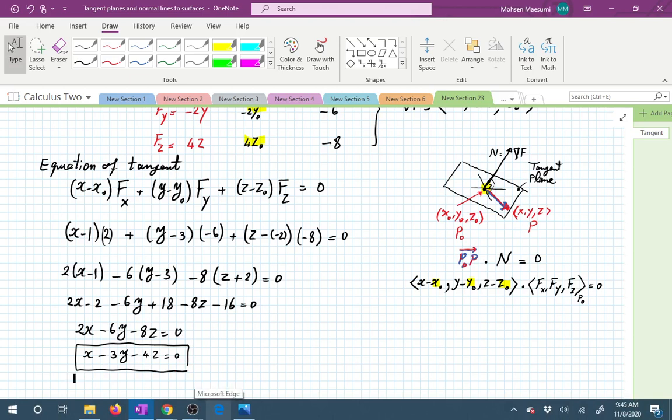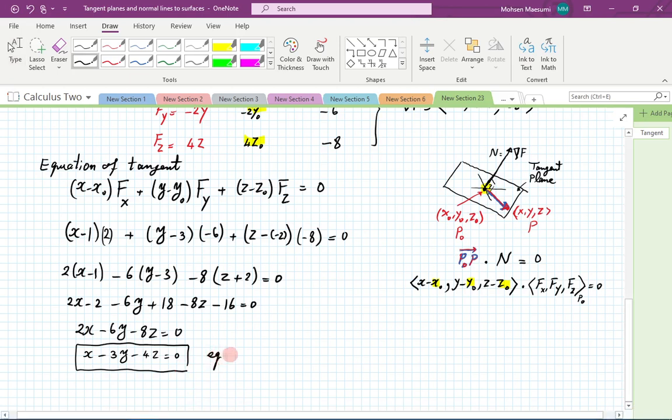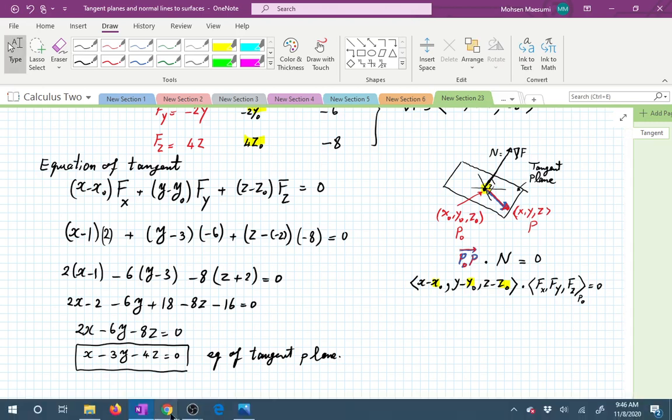Okay, so that is the equation of the tangent plane. That's what we find, the equation of the tangent plane. So the process is pretty straightforward, but of course lots of advanced ingredients are built into it. So that is how we find it.